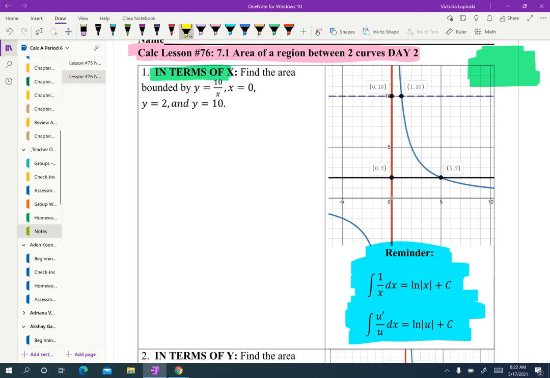All right, welcome everybody. Today we're going to talk about Calc Lesson number 76. This is still section 7.1, area of a region between two curves, but please note that this is day 2.